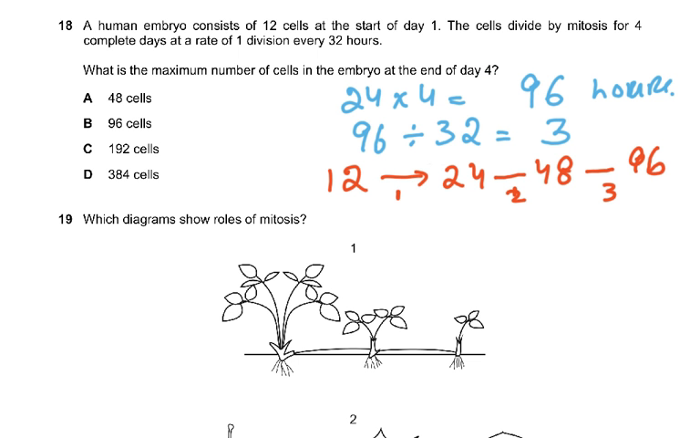A human embryo consists of 12 cells. At the start of day 1, the cells divide by mitosis for 4 complete days at a rate of 1 division every 32 hours. So 4 days, 24 hours in 1 day. In 4 days there will be 96 hours. So 96 divided by 32 is 3 divisions. The first division, 12 becomes 24. In the second division 24 becomes 48. In the third division 48 becomes 96.